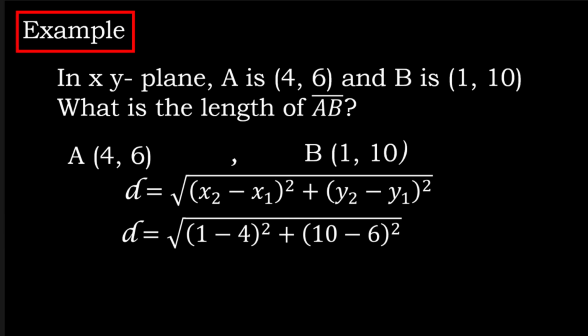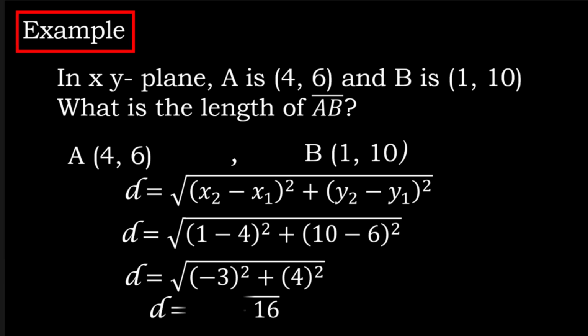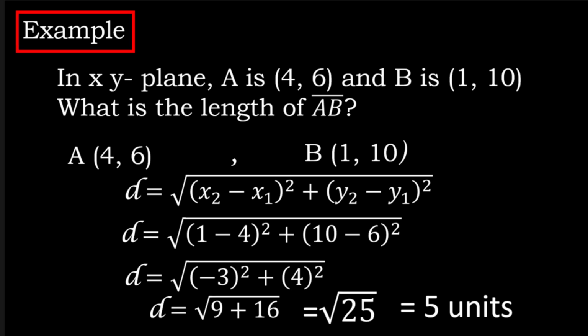Now we have here 1 minus 4 is negative 3, all squared, it will be 9, and 10 minus 6 is 4, all squared, it will be 16. 9 plus 16 is what? Is 25. So the square root of 25 is 5. So the distance between A and B is 5 units. Let's have another example.